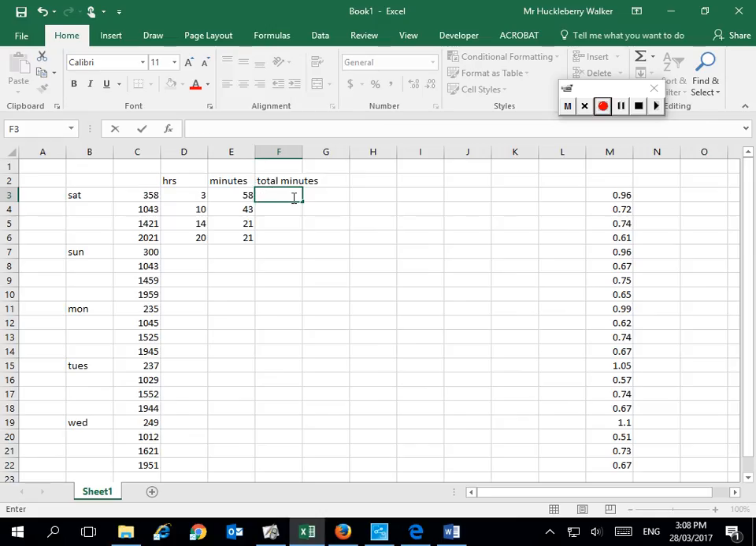But look, just for now, I'm going to say, how about I go equals this cell times 60 plus this cell. And that should give me the total number of minutes. I'm just going to drag this down, and I've got all of those done. That's the total number of minutes. It's not hard. I hope.